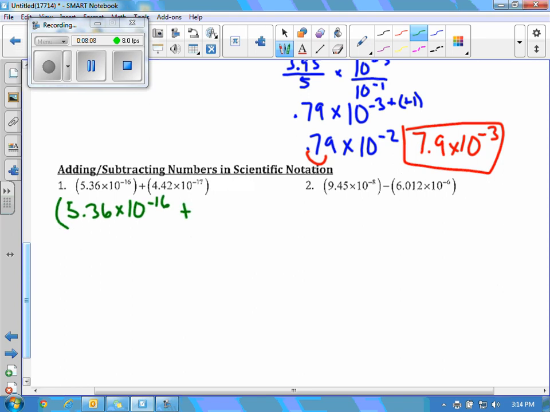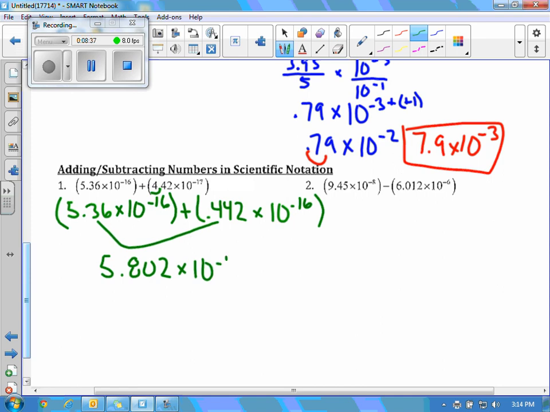The second one I'm going to switch to 0.442. And the reason why I'm moving that decimal one to the left is because I want to raise my exponent up to get it to negative 6. Okay, because I want them to have the same exponent. Once I've done that, I can actually add 5.36 and 0.442 together, and that'll give me 5.802, and then it's times 10 to the negative 16. This is in scientific notation because I have one number to the left, so I'm good there.